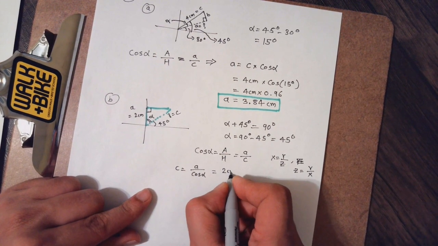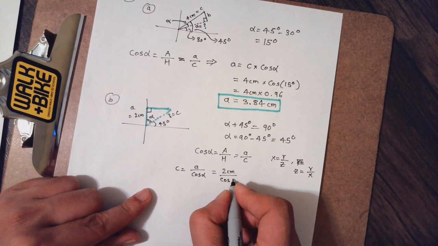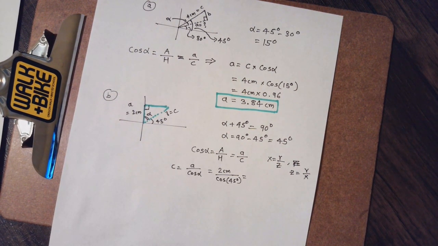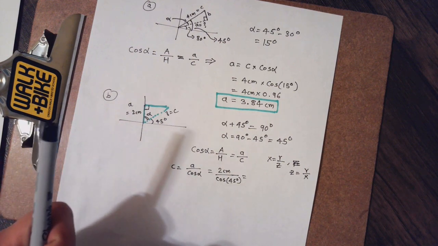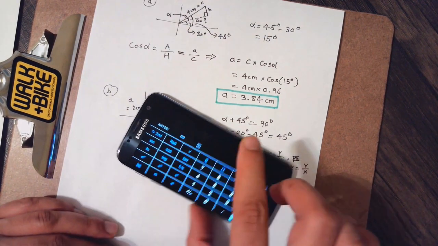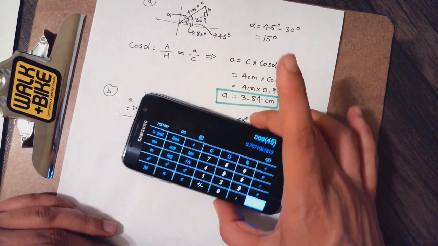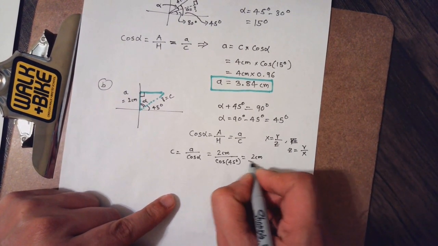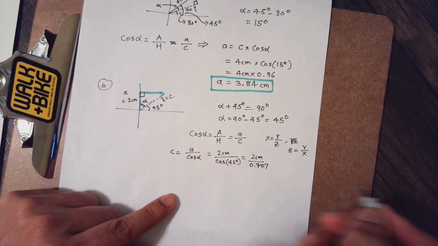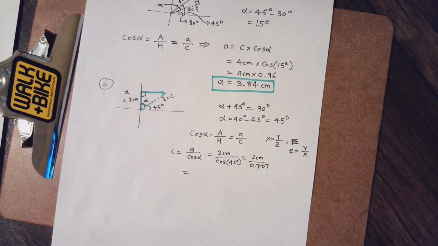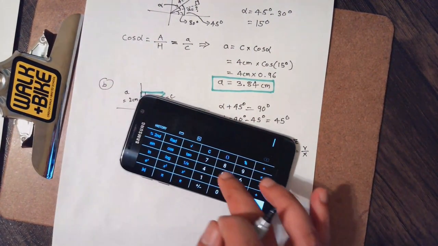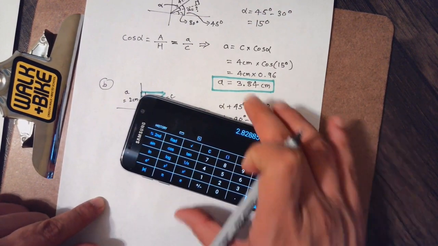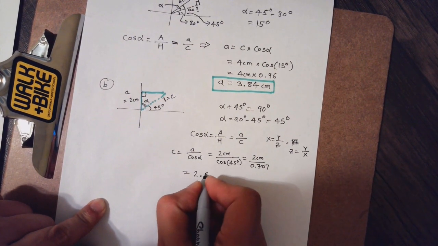A is 2 centimeter divided by cosine of 45 degree. Alpha is 45 degree. So what is cosine of 45 degree? Cosine of 45 degree is 0.707. So it's 2 centimeter divided by 0.707. 2 divided by 0.707 is 2.828, whatever. So 2.82 centimeters.